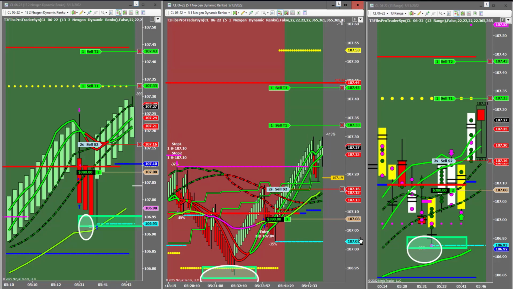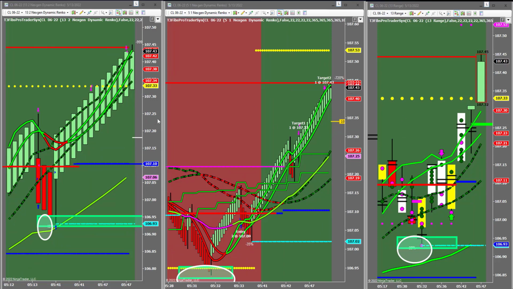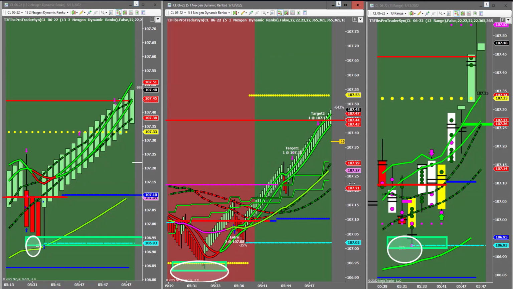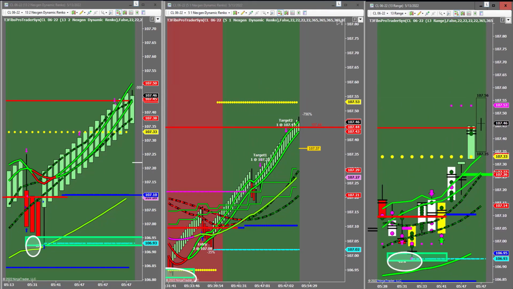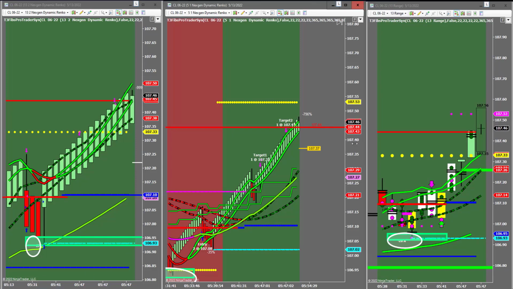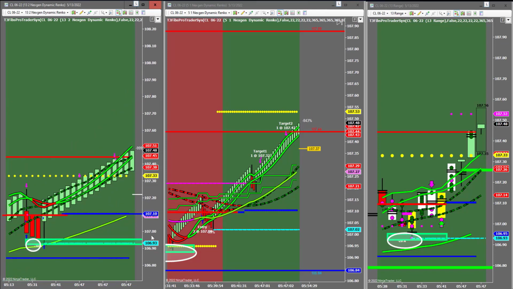So now we made 4 ticks on the first one. Oop, there we go. That was quick. And we made 60 ticks total for 25 and 35. So not a bad little run there. And again, that's another good example of continuation. It's going up, your trend trade failed, and you're looking for the rest of that money.